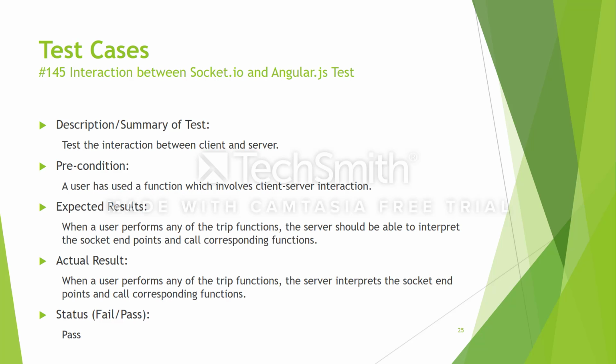For test case number 145, interaction between Socket.io and AngularJS tests, we were testing for the interaction between the client and the server. The precondition is that the user had just used a function which involved client-server interaction. When a user performed any function on the client side that involved client-server interaction, we did get a response from the server, and we also got the correct response from the server.